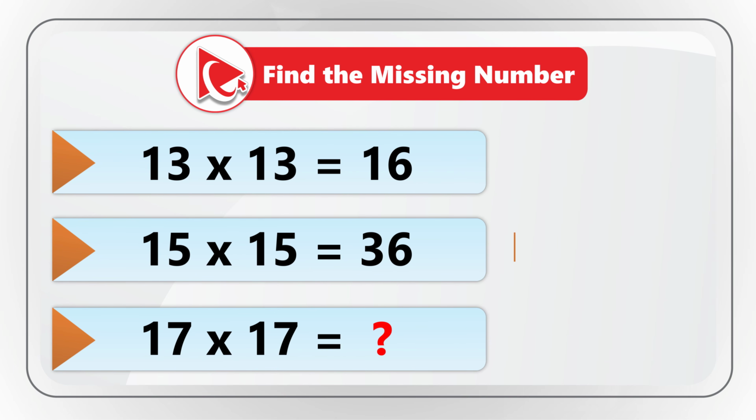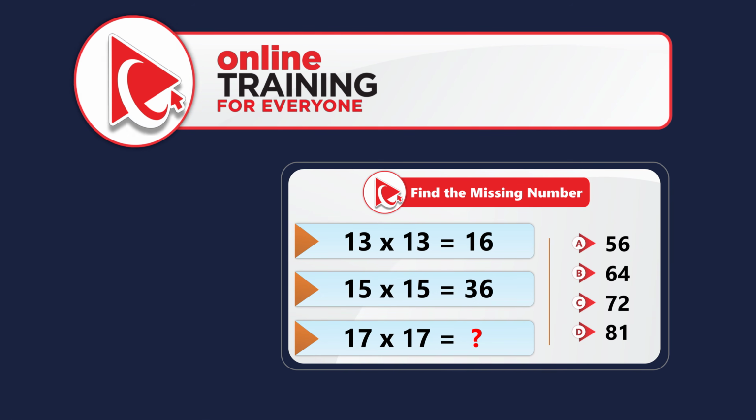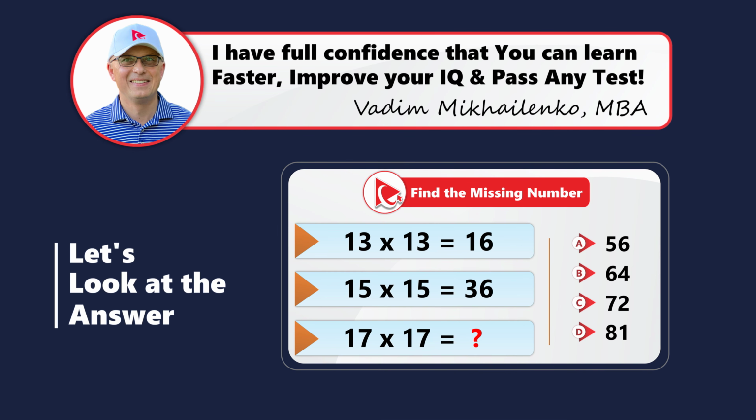You have 4 different choices to select from. Choice A, 56. Choice B, 64. Choice C, 72. And choice D, 81. Take a close look, maybe pause this video to see if you can come up with the answer. Did you figure it out? The answer is so simple, so when you learn it, you'll be very surprised.